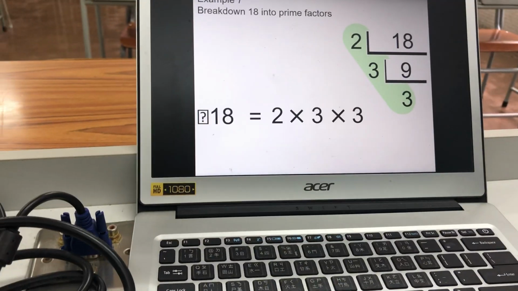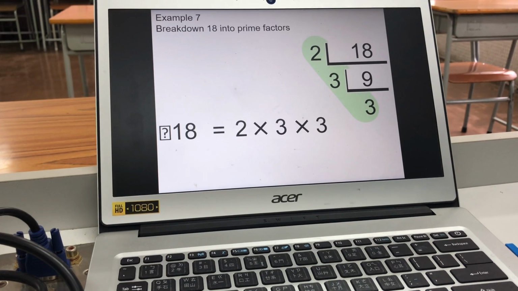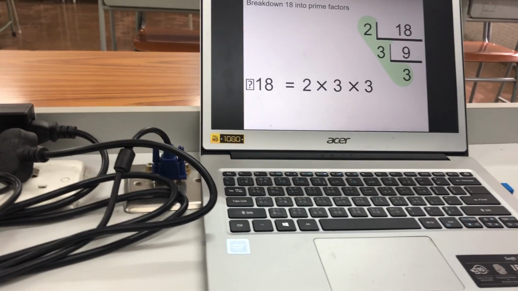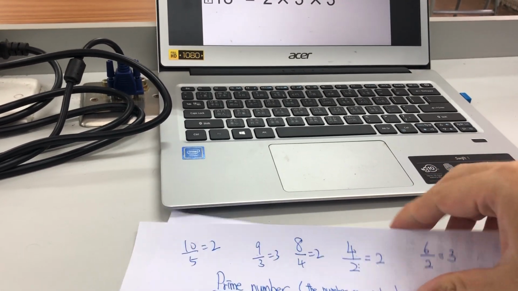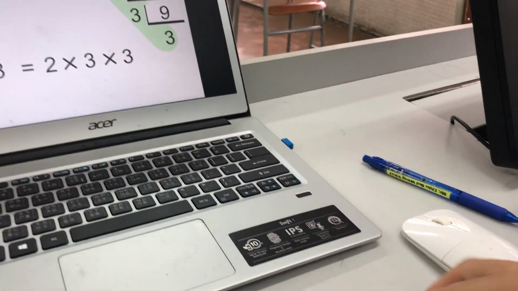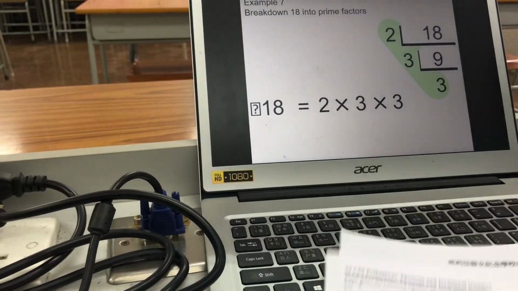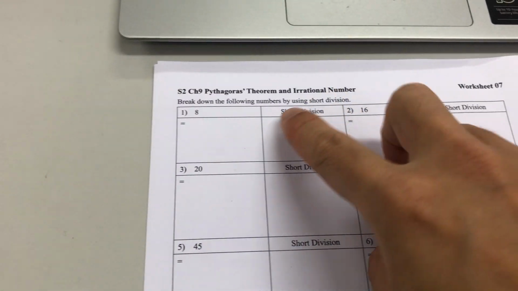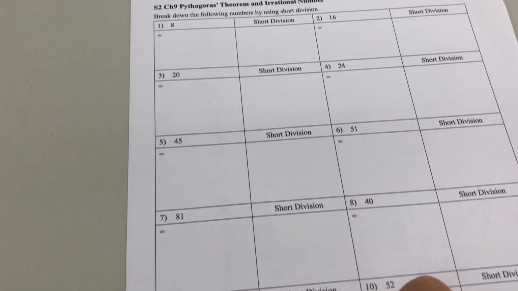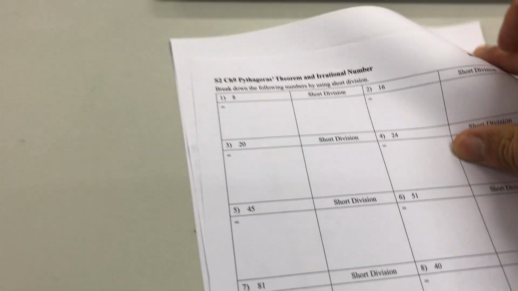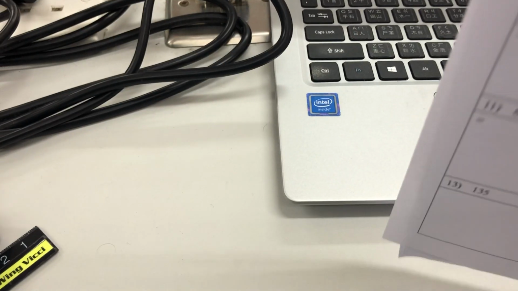Alright? Okay, I think that you've got the idea. So this is today's homework. You have to try to break down the numbers into prime number factors. So today's worksheet is this one. Worksheet 7. You have to try to break down these numbers by using short division, and you could choose the prime number that you would like to use. Let me do some examples.